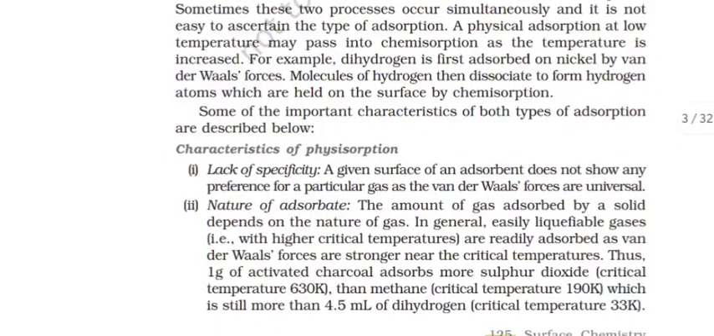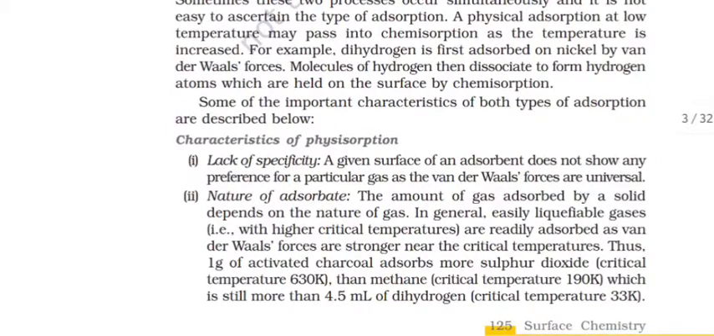Sometimes these two processes occur simultaneously and it is not easy to ascertain the type of adsorption. A physical adsorption at low temperature may pass into chemisorption as the temperature is increased. For example, dihydrogen is first adsorbed on nickel by van der Waals forces. Molecules of hydrogen then dissociate to form hydrogen atoms which are held on the surface by chemisorption. Some of the important characteristics of both types of adsorption are given below.